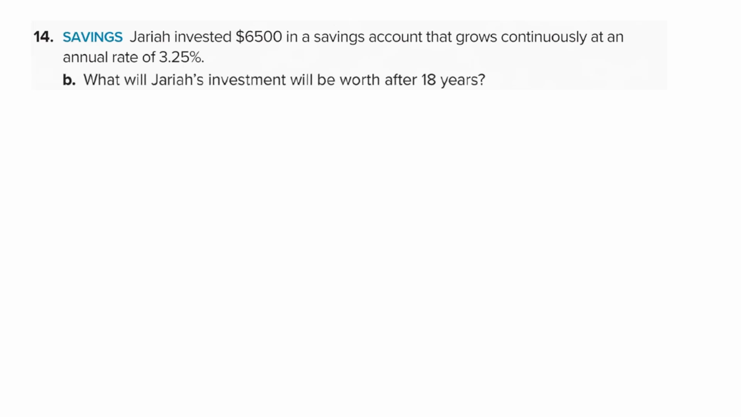So in part B, the time is given to you. It is 18 years. So I'm going to use the formula that we got from the first part and plug in place of t the value 18. So e to the power 0.0325 times t.